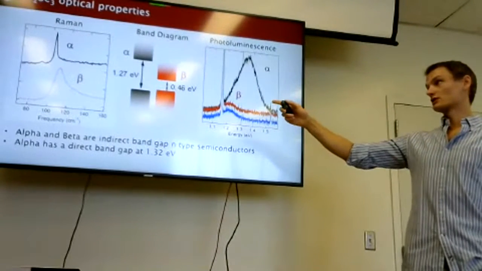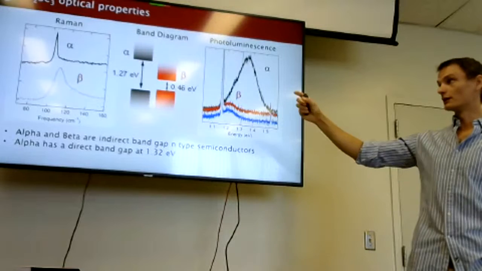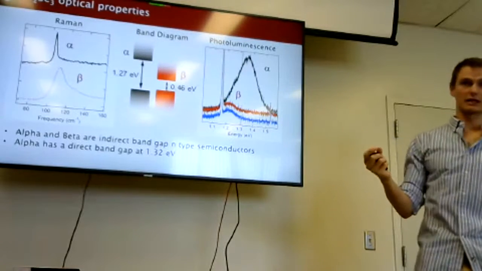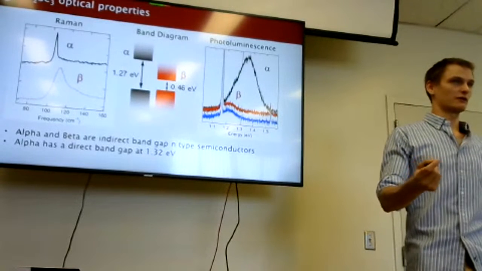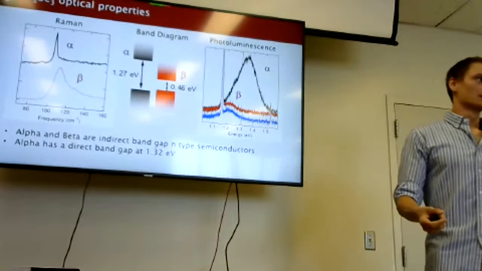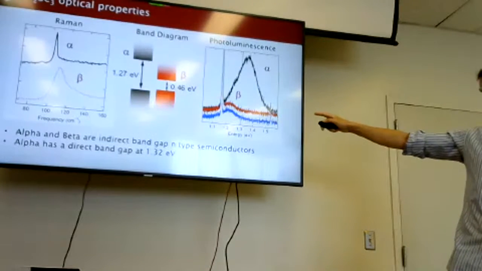Then we have a sketch of the band diagrams of these materials. They're both N-type semiconductors with band gaps where beta's band gap is much smaller than alpha's, which is quite strange because they have almost the exact same crystal. And then on the far right, we have the photoluminescence spectra, which we're going to use later.